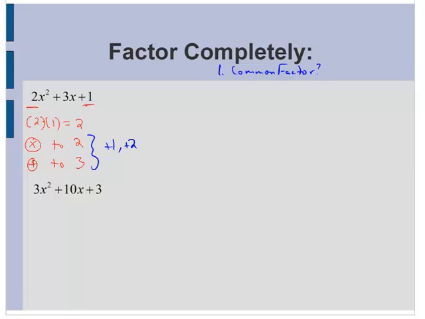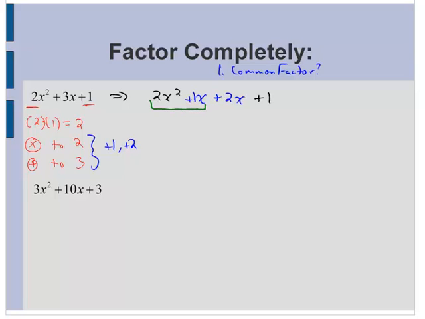So now I'm going to rewrite this as 2x squared, and then instead of plus 3x, I'm going to write it as plus x plus 2x. And I'm going to go ahead and write that 1 there on purpose. So plus 1x plus 2x plus 1. So I've used this 1 and 2 to split up the middle term. Now I'm going to factor by grouping.